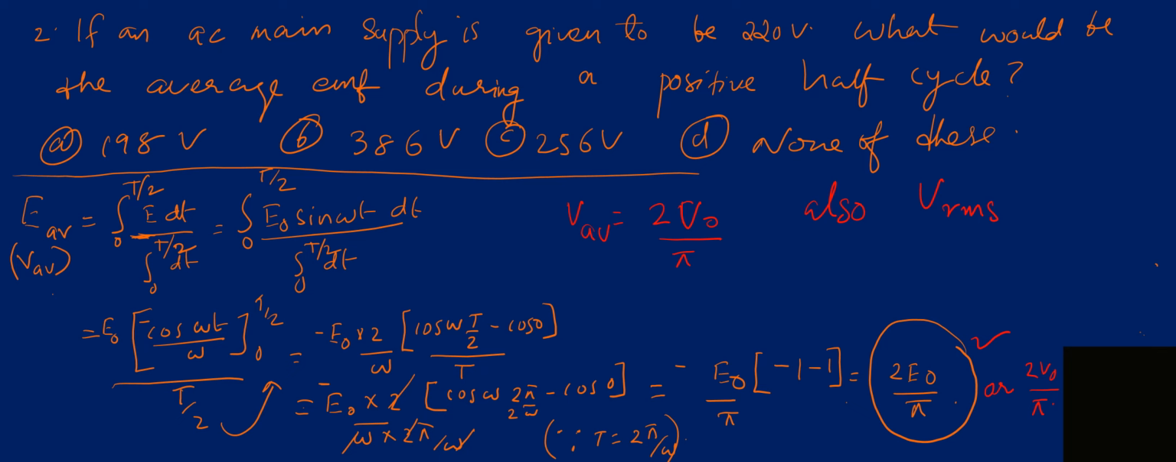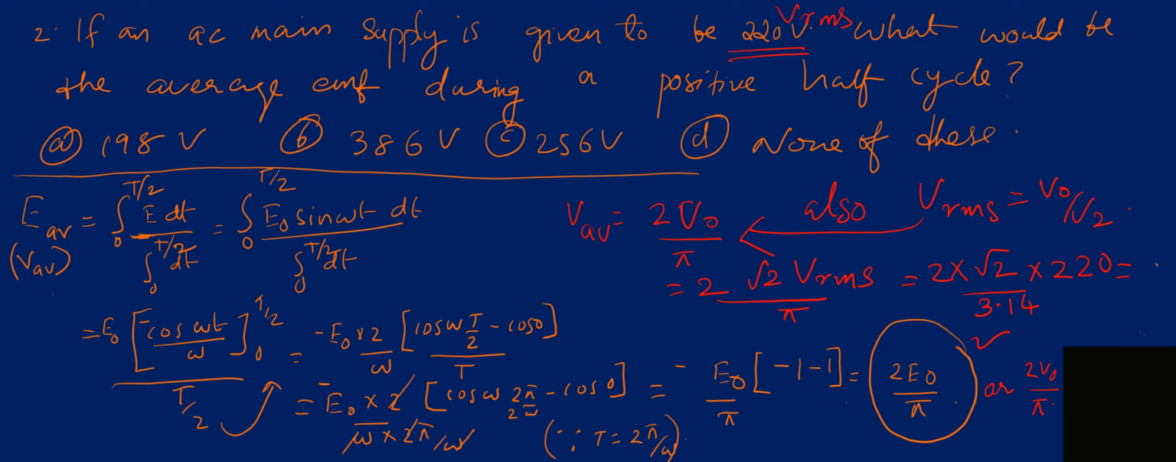Also, V RMS value equal to V0 divided by root 2. And we can put this in this equation, that is 2 into V0 is root 2 V RMS divided by pi. So just substitute the value 3.14 and the given value of VRMS, that is 220 volt. So if you substitute, you will get 198. So correct option is 1.